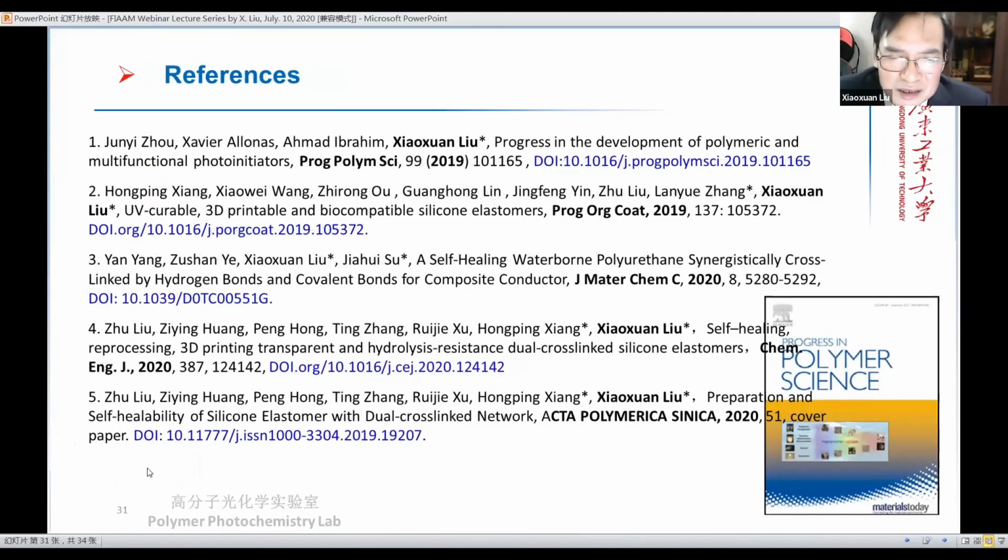So these are references. These are recent papers published by my team: Progress in Polymer Science, Progress in Organic Coatings, Journal of Materials Chemistry Part C, the Chemical Engineering Journal, and the ATR polymer silica cover paper.